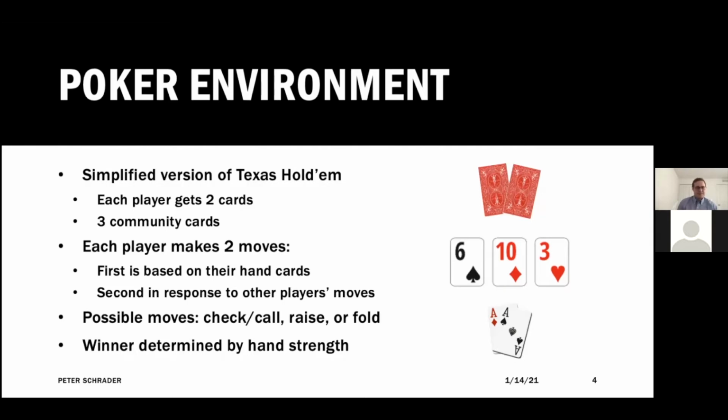For this game, each player gets 2 rounds of moves. The first is based on their hand cards and the community cards, and the second round is in response to other players' moves. The possible moves are check or call, in which a player just wants to stay in the game without changing the bet; raise, if they feel they have a strong hand and want to bet more money; or fold, if they feel their hand is too weak to win and they just want to get out of the game early. The winner is determined by who has the strongest hand of the remaining players at the end of the hand.